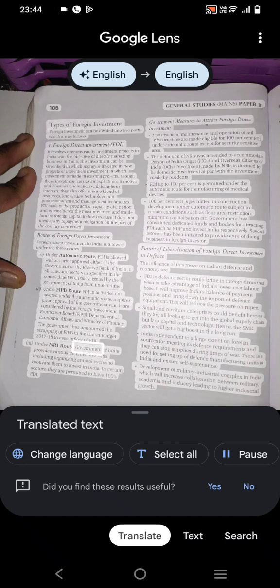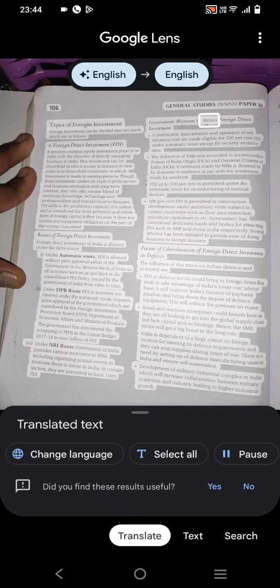Under NRI route, Government of India provides various incentives to NRIs, including organizing annual events to motivate them to invest in India. In certain sectors, they are permitted to have 100% FDI.